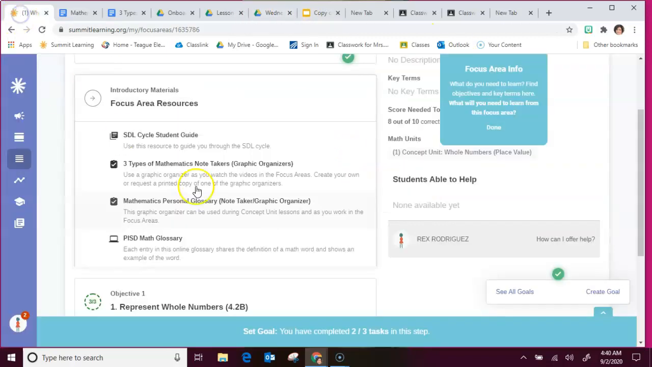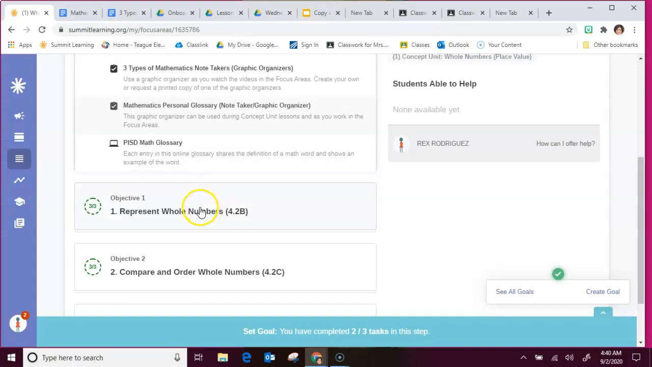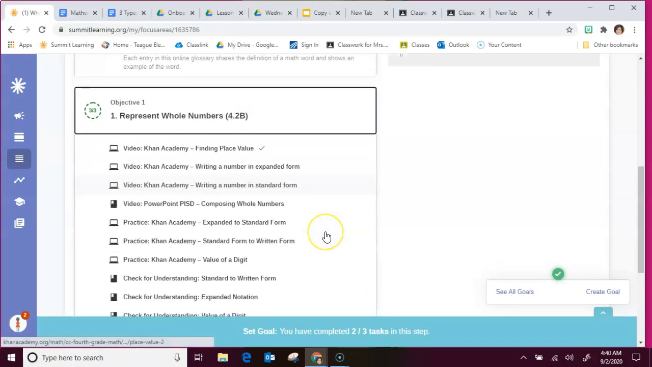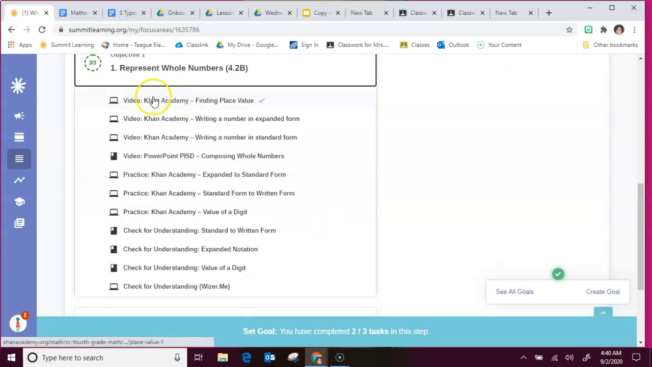All right, so now let's look at the things that we can use to increase our knowledge. You can see that this student here watched the finding place value video that has the check mark beside it. You'll find this on your SDL guide, and when you're planning, you can mark off that, yes, this is the one I want to do. So let's look at this video, finding place value.